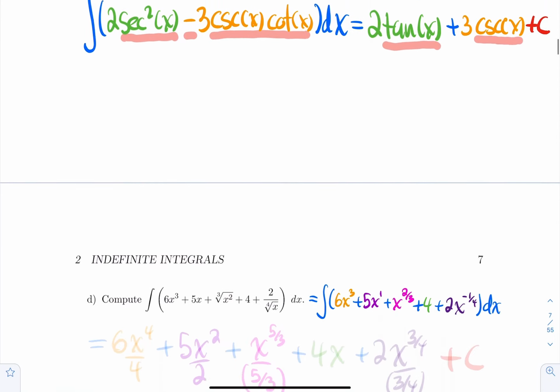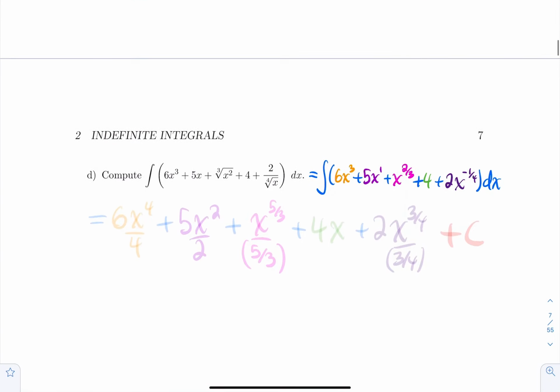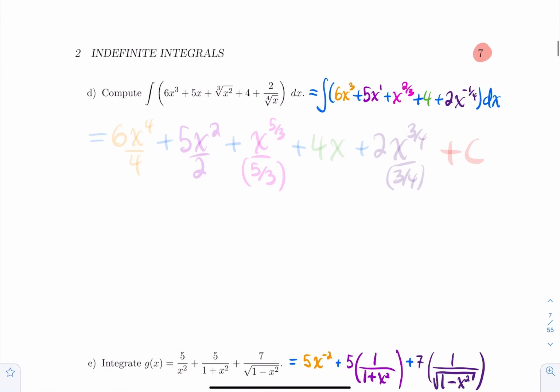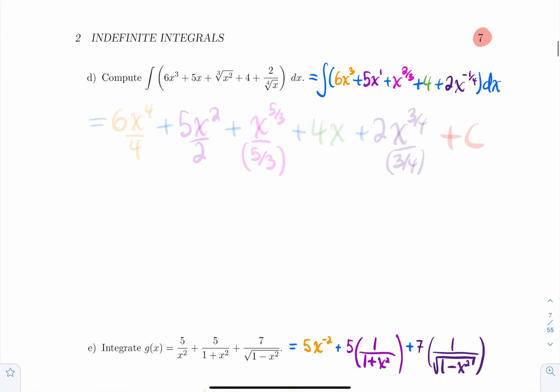All right, next, let's compute the integral of 6x cubed plus 5x plus x to the power 2/3, which is the same thing as the cubic root of x squared, plus 4 plus 2 times x to the power minus 1/4. So if you take the fourth root, which is powering by 1/4, and you bring it up by changing the sign, the power is minus 1/4. So this is just 5 terms.